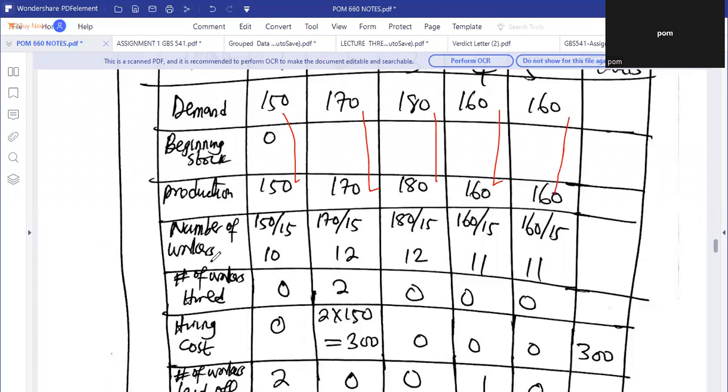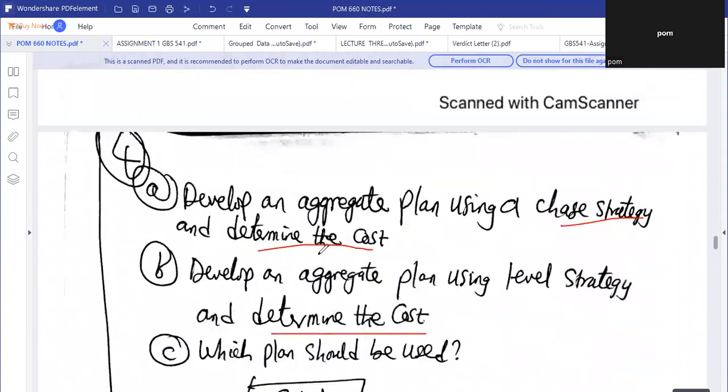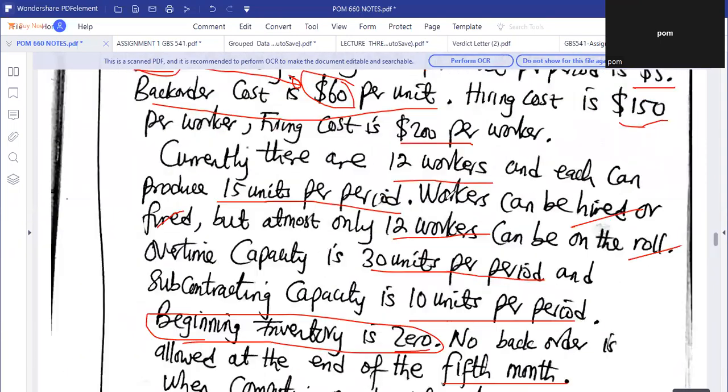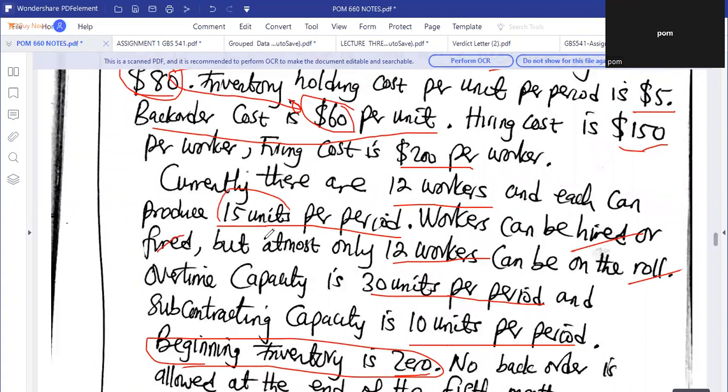Now, for the number of workers, we are producing these units, for example 150 units. One employee is able to produce 15 units per period. Each can produce 15 units per period.